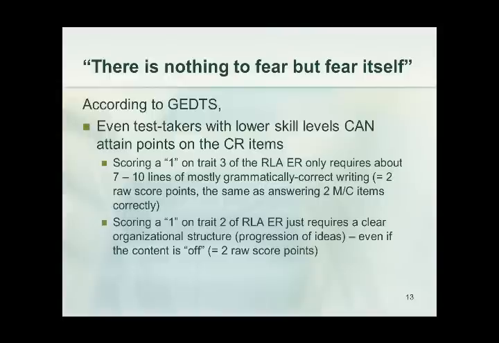The same goes for trait 2, which is the development of ideas, organizational structure, and the progression of ideas throughout a writing sample. And there again, GED Testing Service tells us that to score a 1 on trait 2 requires a clear organizational structure, more than just a paragraph or multiple paragraphs, but whether those ideas flow and whether they're connected from one idea to the other. So, you know, that really looks easy enough. So why are students not doing it? If you think about it, Bonnie, what is it that's happening for our students?